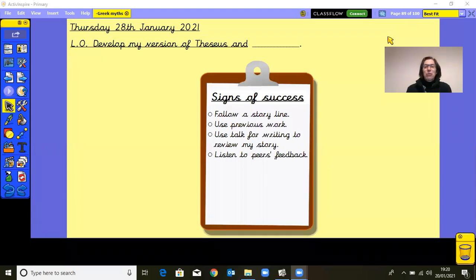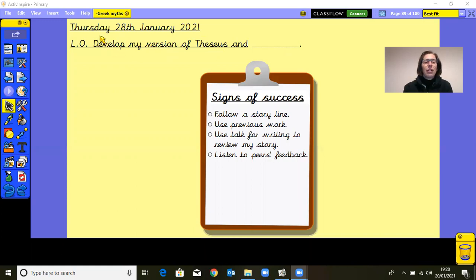Amazing, Year 5. I'm sure you're ready to start. So first thing first, date and LO in your book. So today we are Thursday, the 28th of January, 2021. The LO is develop my story of Theseus, and please make sure you complete the gap here with the name of your monster. Remember, in the original story, it was develop the version of Theseus and the Minotaur, but we changed it to your monster.